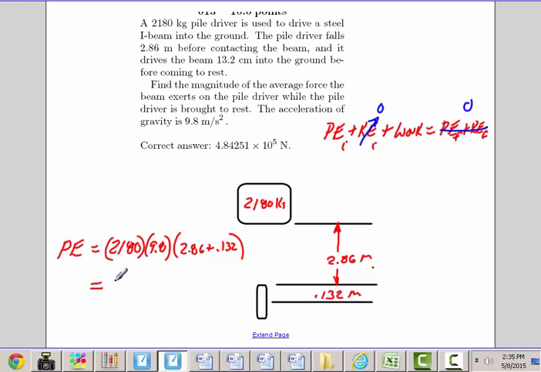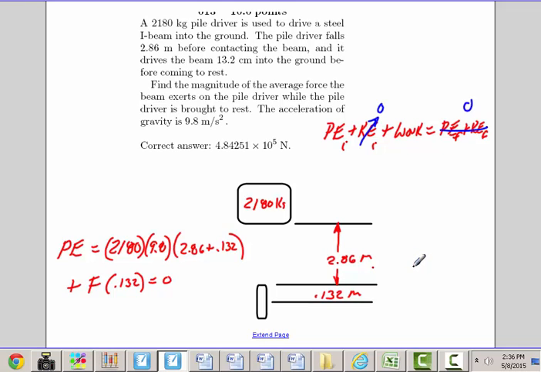Wait, what about work? Is it potential energy plus work? Yes, but I'll add the work in. All I'm doing is this, plus the work, which is going to be force times the distance, which is 0.132, is equal to zero. That's all you're going to do. Solve for F. That make sense?